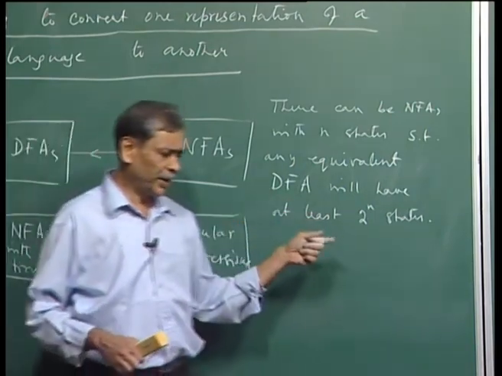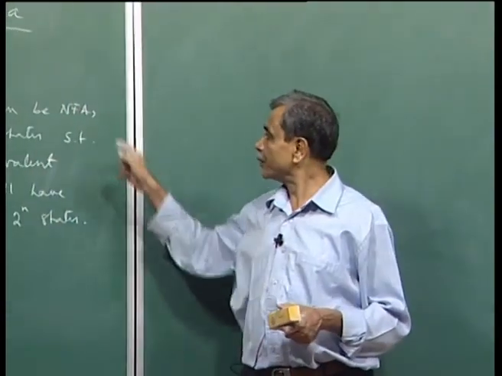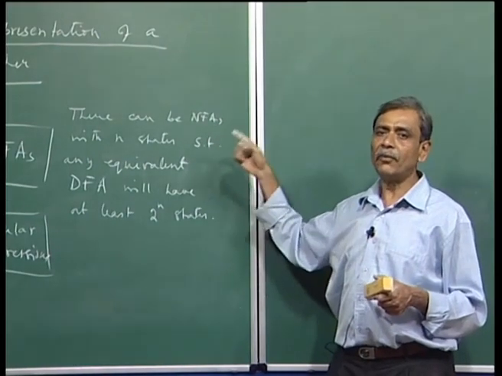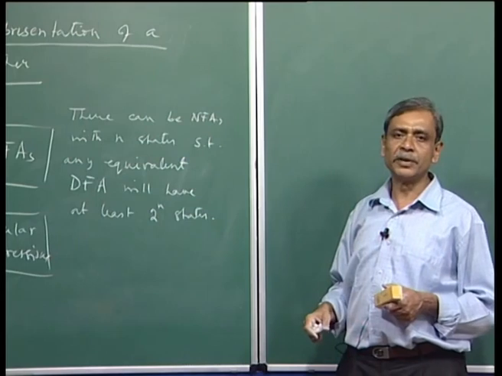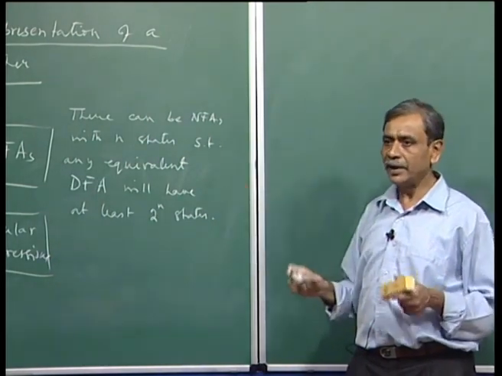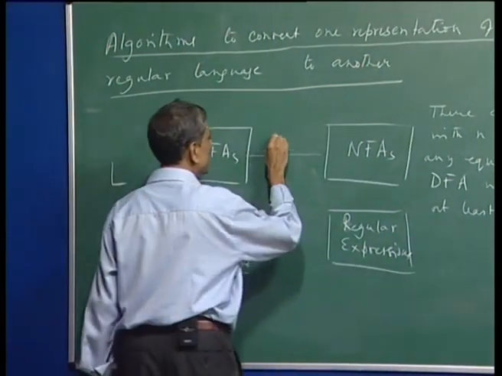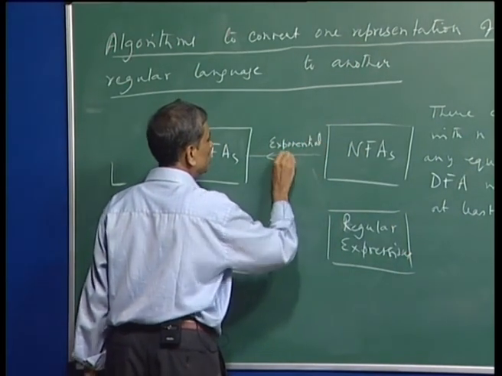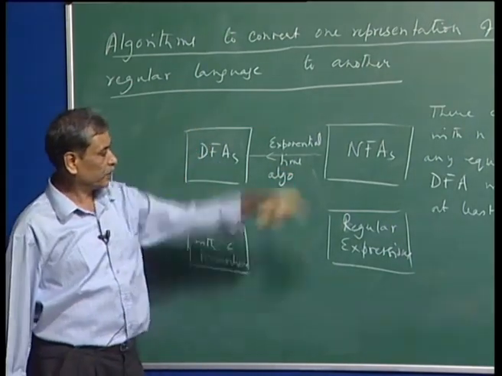And this is happening because of the subset construction going from NFA to DFA. You recall that the set of states of the DFA will be the set of all subsets of states of the NFA. So there is an exponential blow up as you go from NFA to DFA. There can be such exponential blow up in general. So this is an exponential algorithm. You can't do better than that because of this fact.